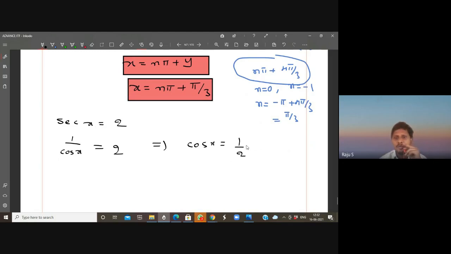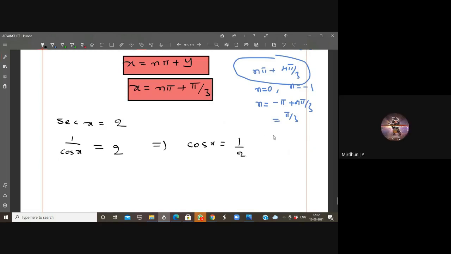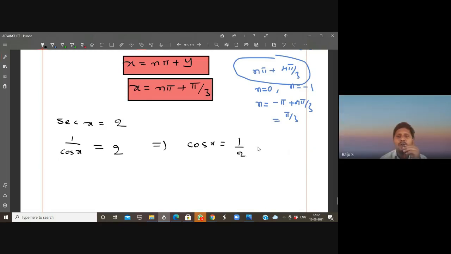Okay, now 1 by 2 is a positive value. Cos is positive in the first and fourth quadrant. Here, there is no need to find the value in the fourth quadrant to write the general solution. The first quadrant gives the least value. This 1 by 2 can be written as cos of pi by 3. Am I right?